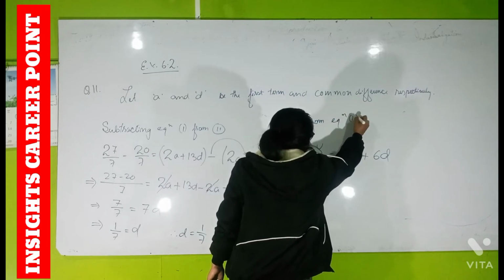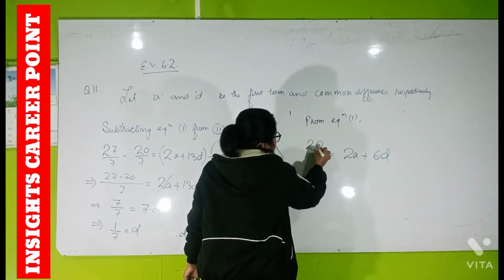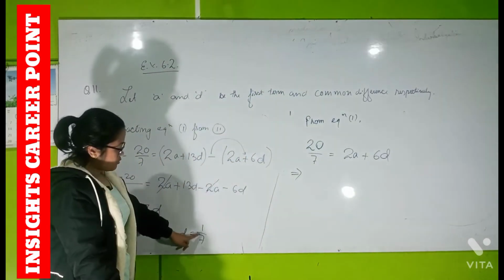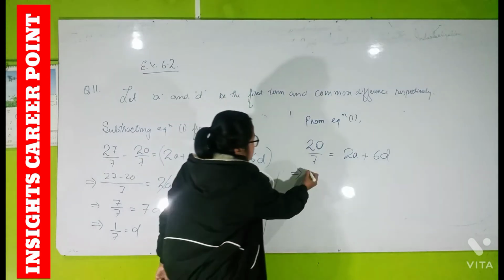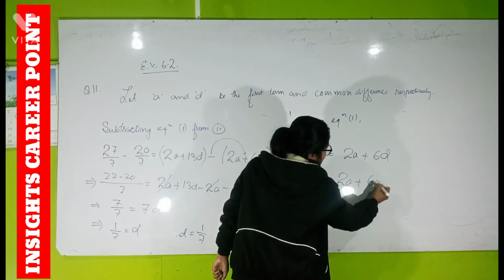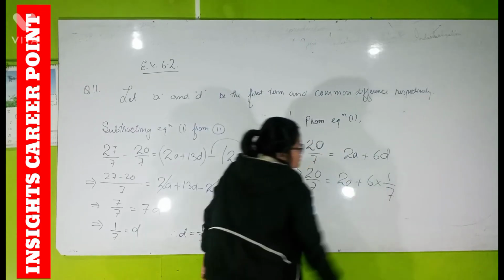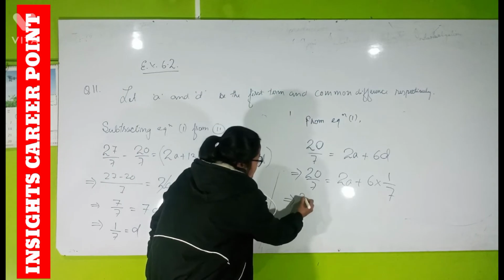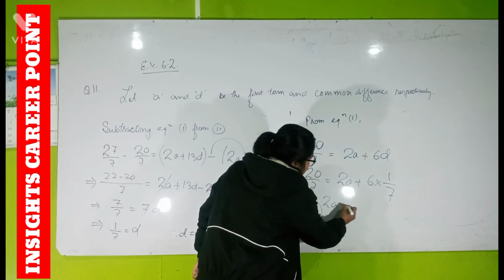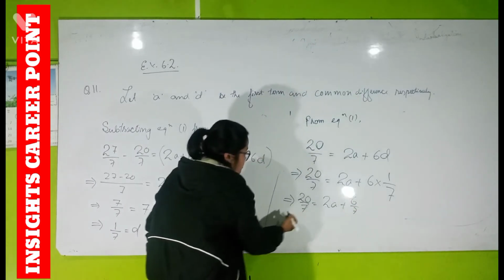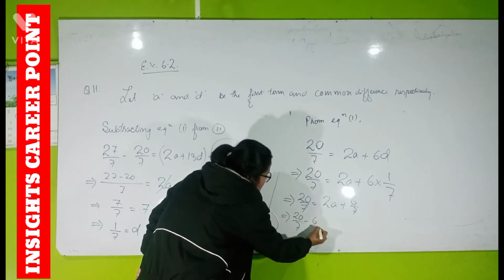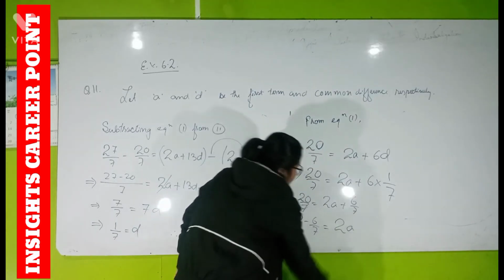From equation 1: 20 by 7 equal to twice a plus 6d. Let's put the value of d, which is 1 by 7. 20 by 7 equal to twice a plus 6 into 1 by 7, and then it becomes 20 by 7 equal to twice a plus 6 by 7. Let's bring this one on this side: 20 by 7 minus 6 by 7 equal to twice a.